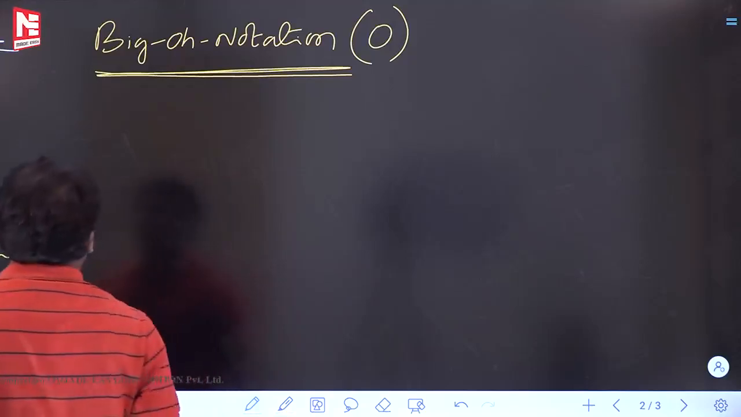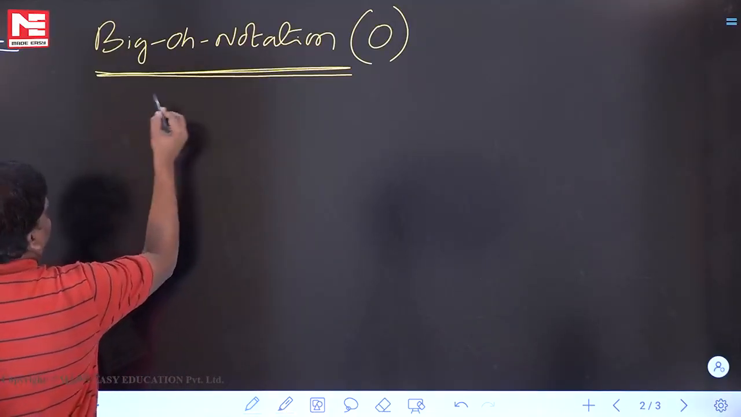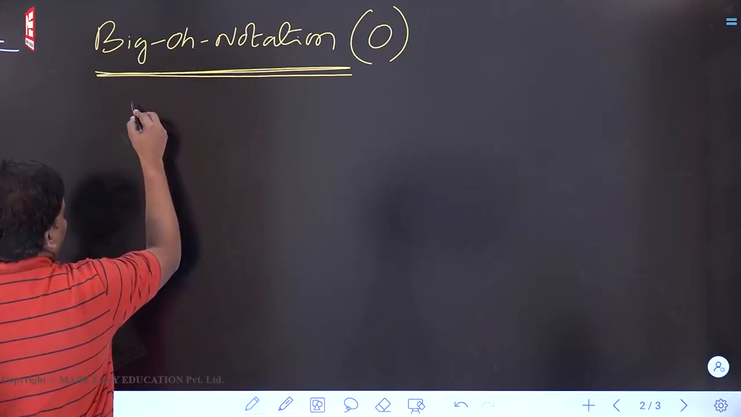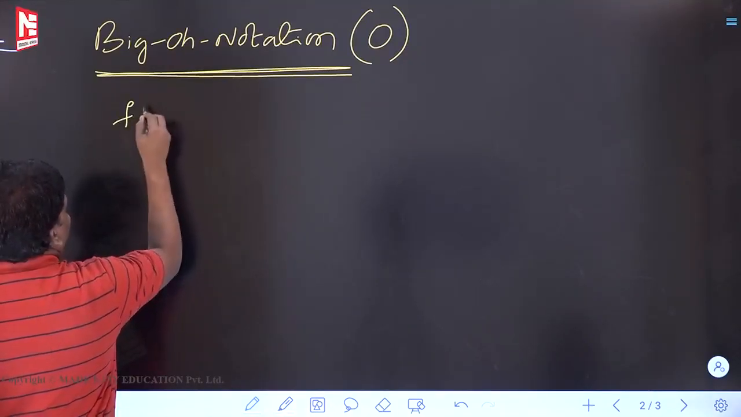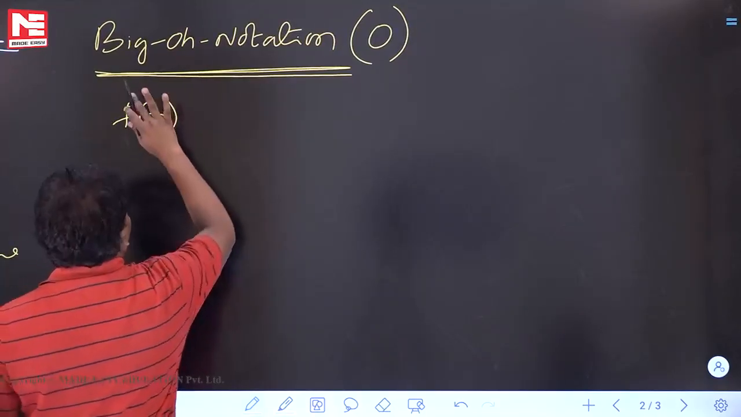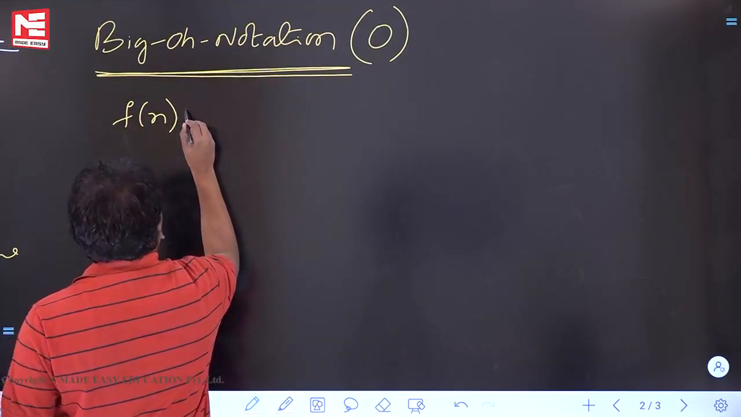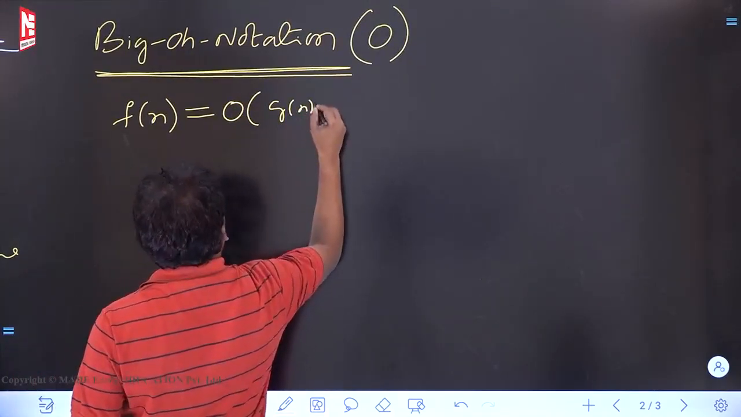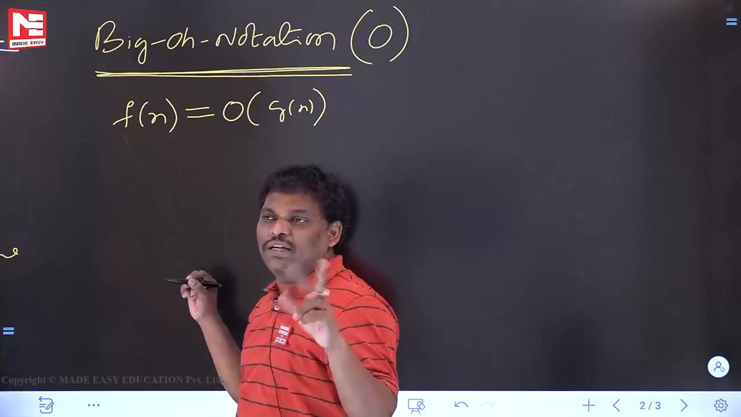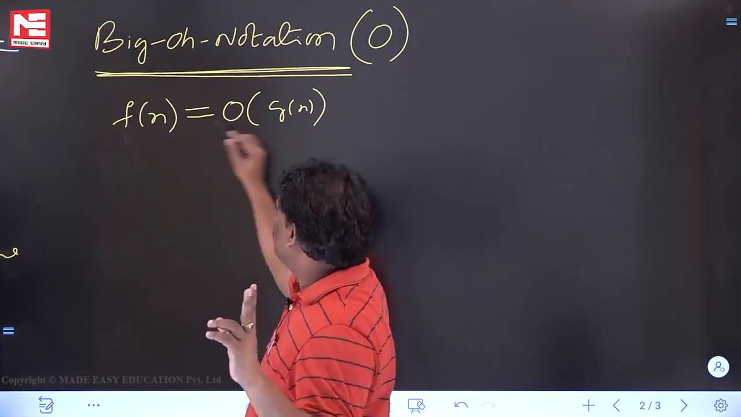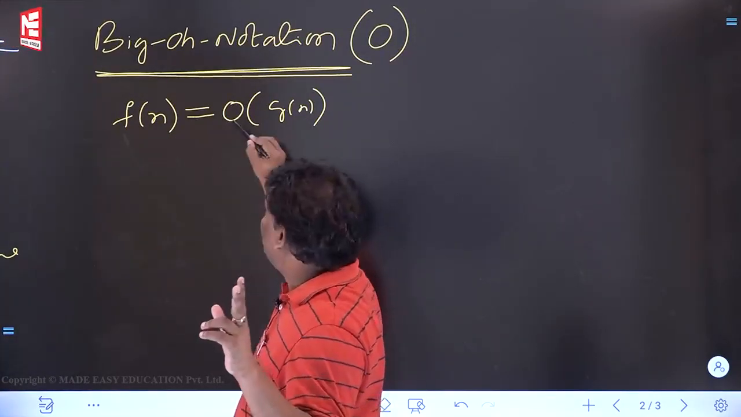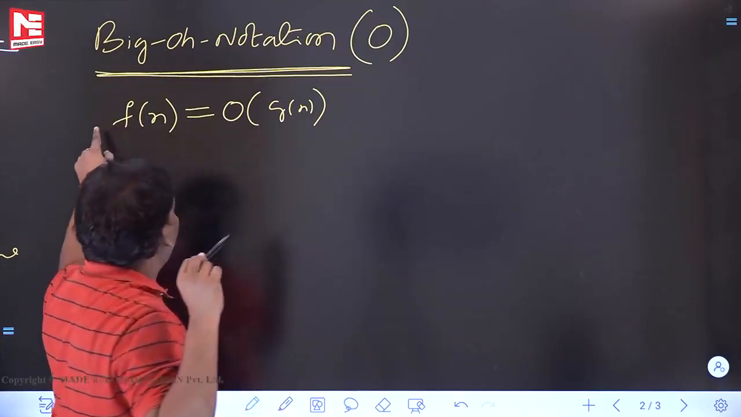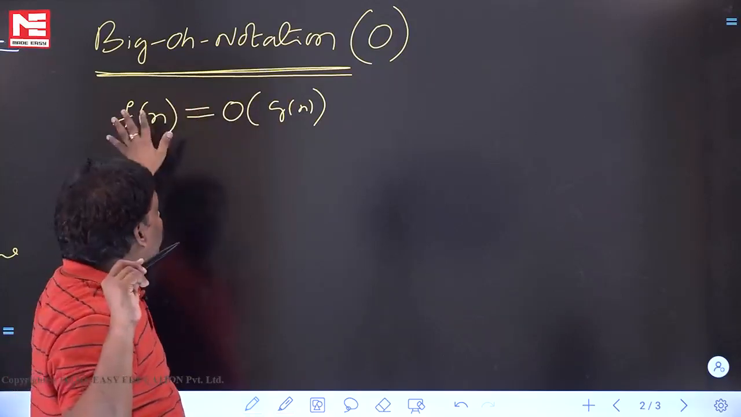Now I am starting big O notation. Please be careful. As I mentioned, I have two functions, f of n and g of n. I can say f of n equal to big O of g of n. Some people are asking, sir, what is the meaning of this? I have two functions f of n and g of n, and I want to say f of n equal to big O of g of n.